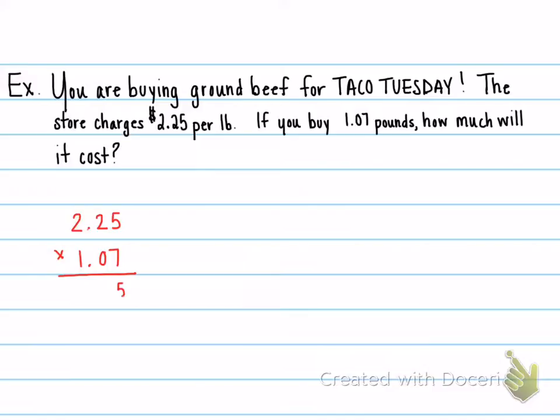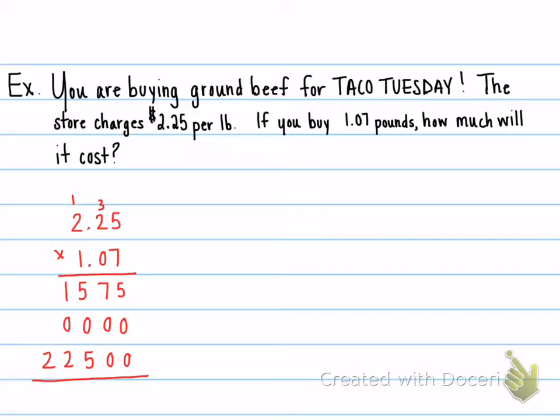7 times 5 is 35, carry the 3. 7 times 2 is 14, plus 3 is 17, carry the 1. 7 times 2 is 14, plus 1 is 15. Multiplying by the 0, I have to start with a 0 in the ones place. 0 times 5, 0. 0 times 2, 0. 0 times 2, 0. Now I'm multiplying by the 1. I need zeros in both the ones and the tens because I'm multiplying by the hundreds. 1 times 5 is 5. 1 times 2 is 2. 1 times 2 is 2.